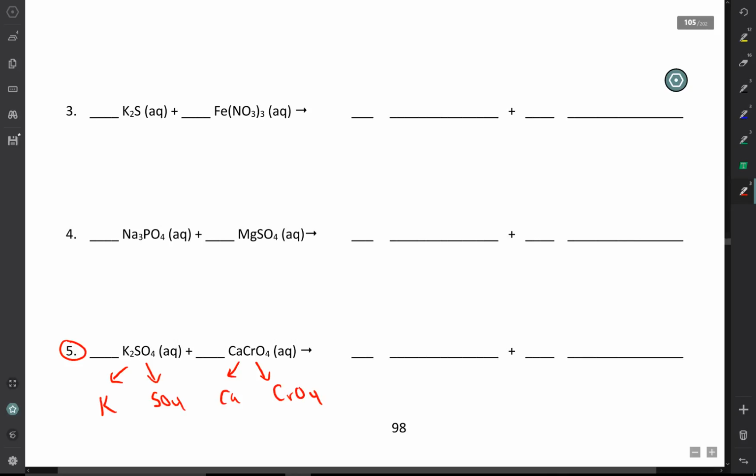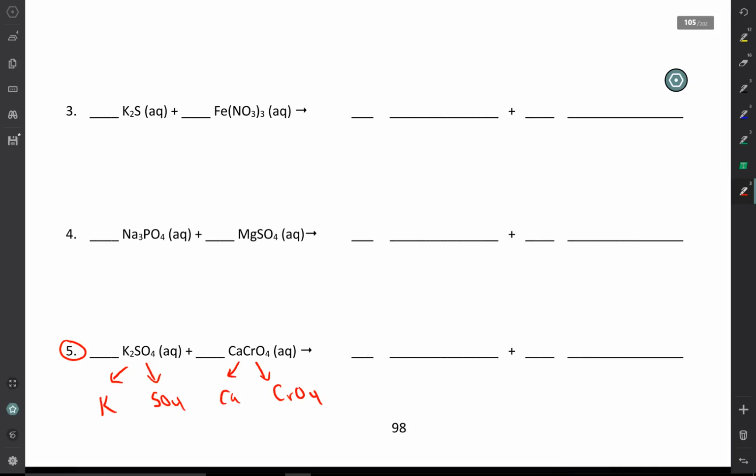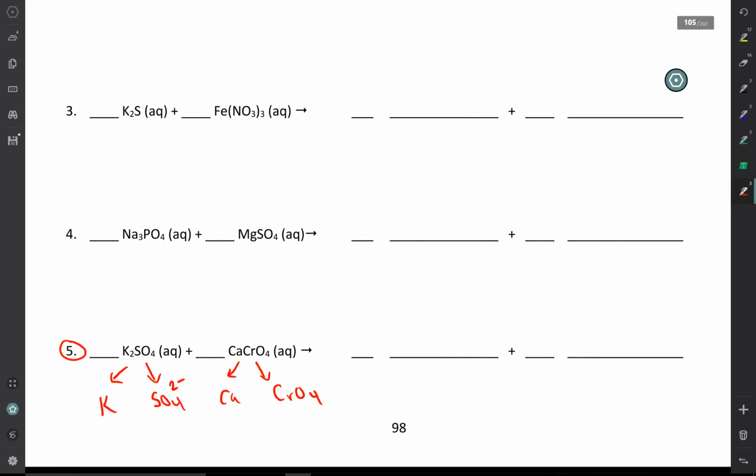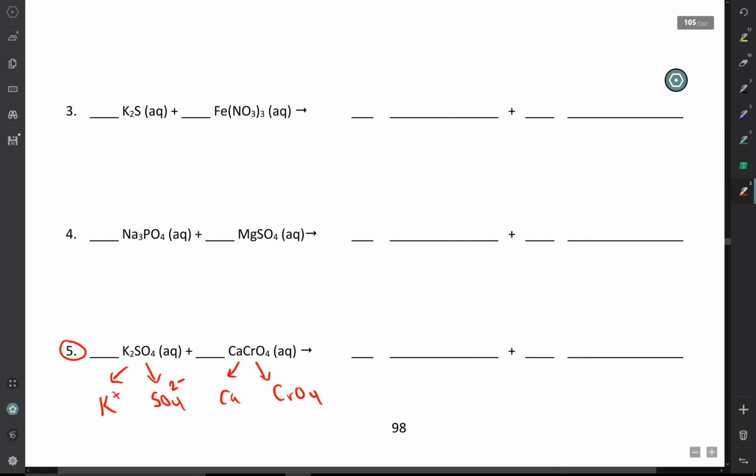The tricky part is figuring out what their charges are going to be. Remember, you can use the reverse crisscross method, but you also want to use your reference table to double check and make sure that you are assigning possible charges and that you're not making silly mistakes. So if I look at the reference table, I know that sulfate as a polyatomic ion has a charge of 2-. I know that potassium as a group 1 metal will have a charge of +1.